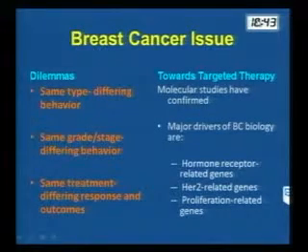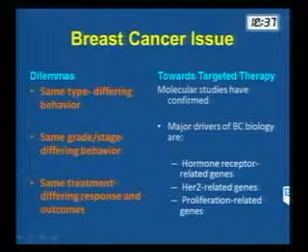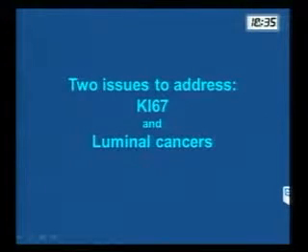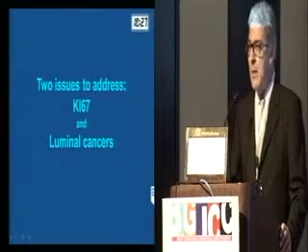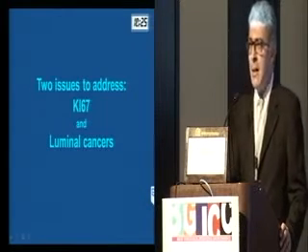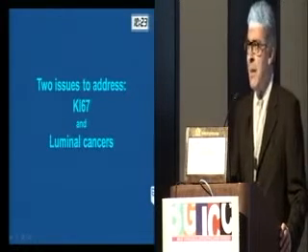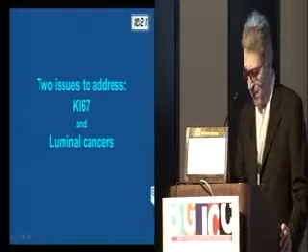We're dealing with breast cancer that could be the same type, could be the same grade, could get the same treatment, but have very different outcomes. And therefore, the issues we are addressing today are really two issues. Ki-67, where does it stand? And luminal cancers, luminal subtypes, what are they? What are we dealing with? Do we really know what we are talking about?